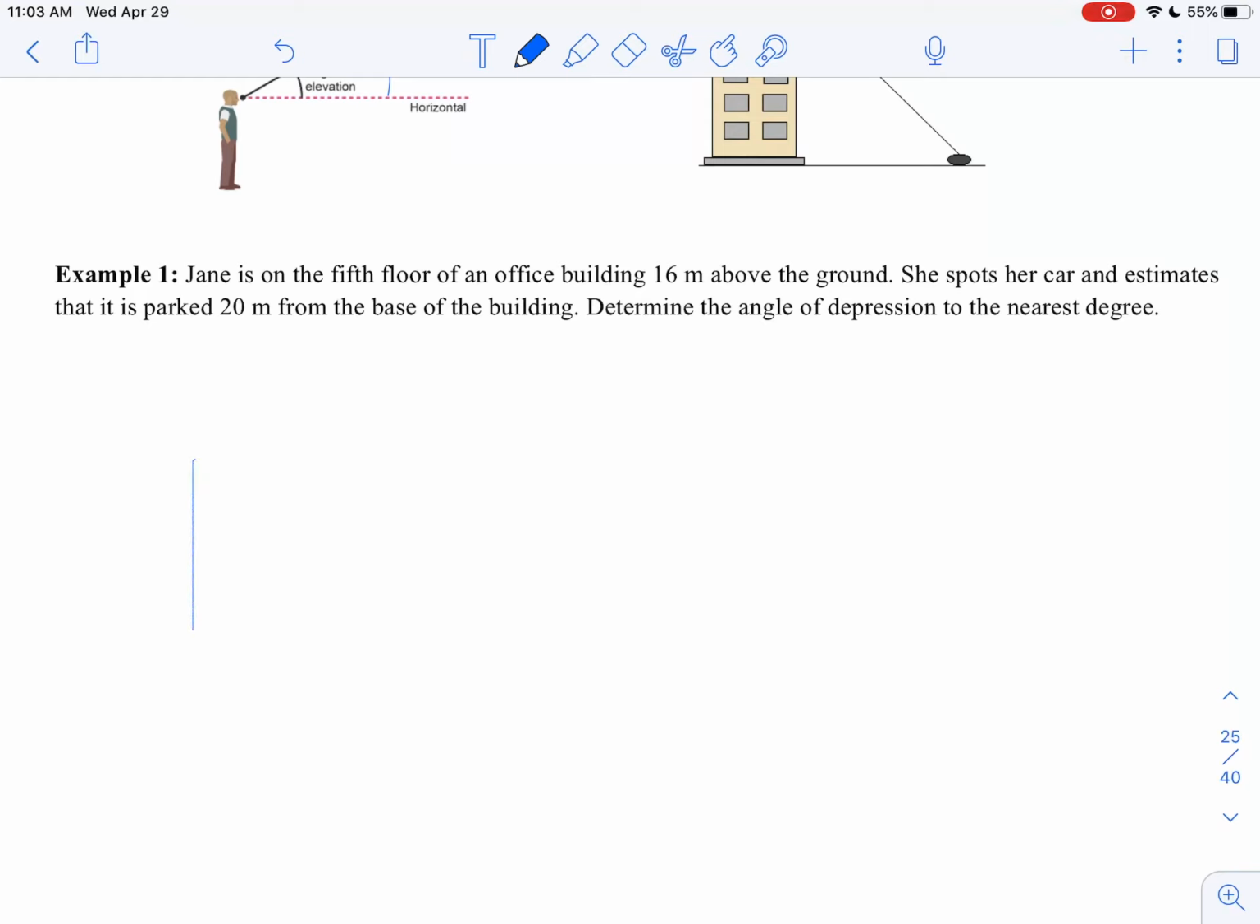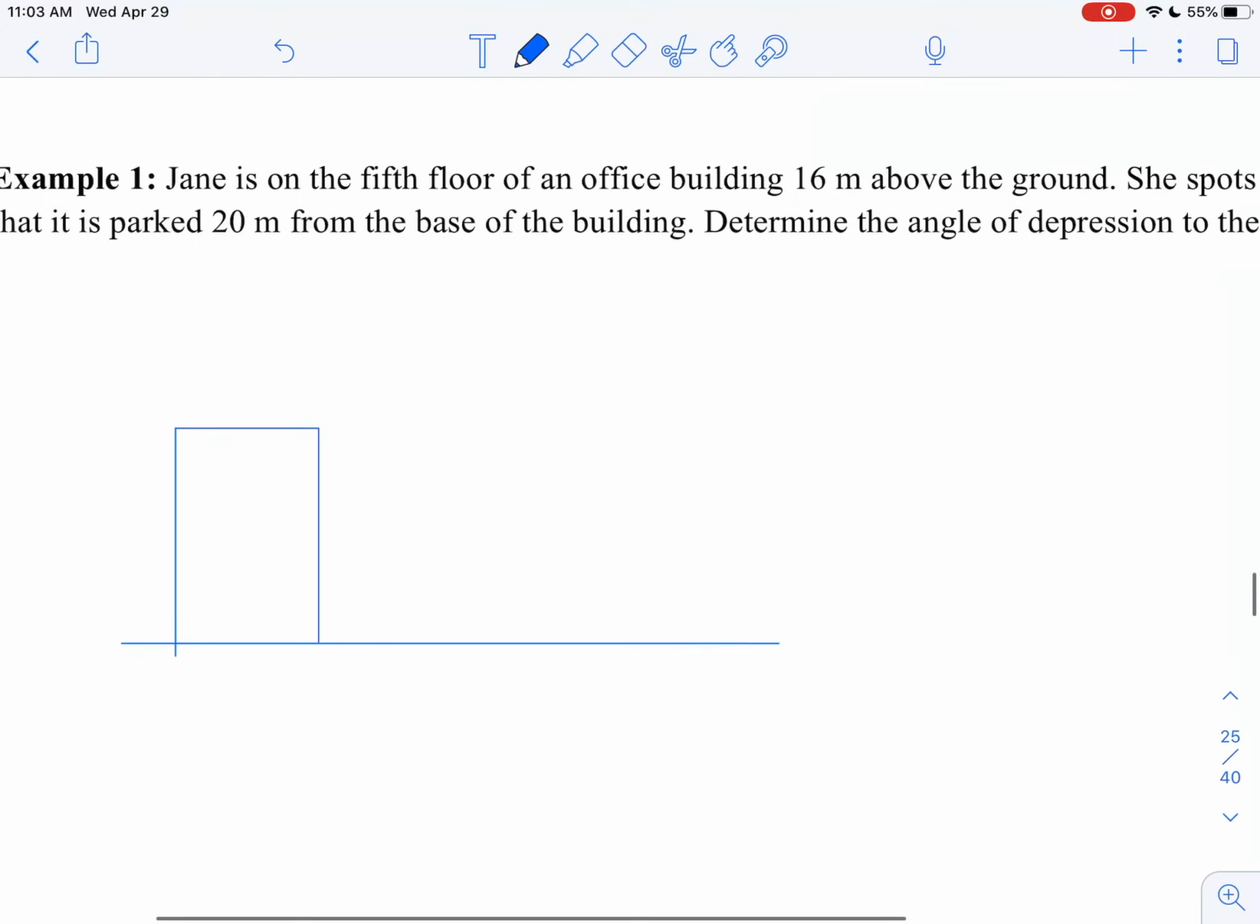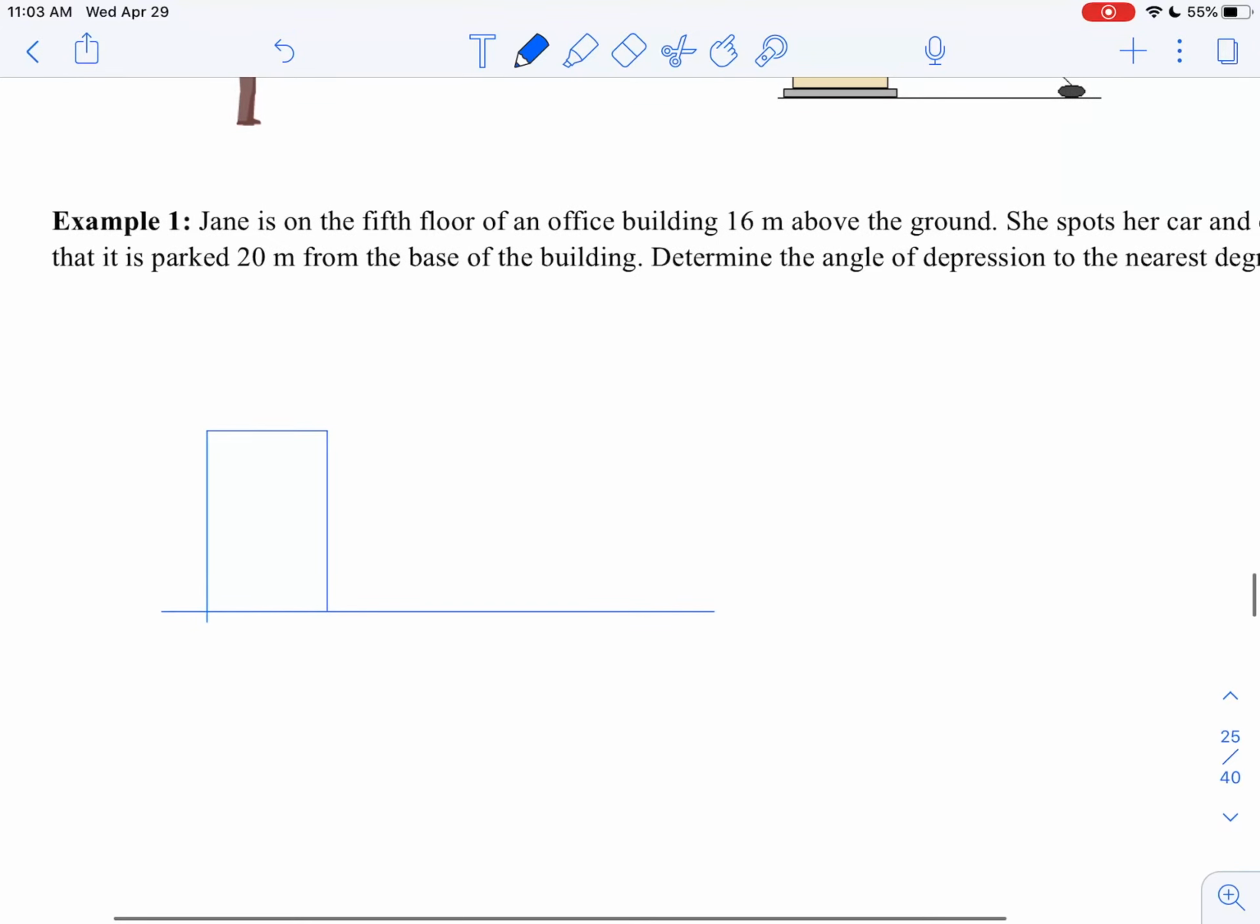Hardest part about all these problems you'll find, or maybe not if you're a better artist than I am, is simply drawing the pictures. Once you have the pictures drawn and you can see where the triangles are, what they're trying to get you to measure, it's not overly challenging, but getting an accurate diagram takes some time, takes some practice. So here you can see my wonderful office building. That is exactly 16 meters. For some reason, Jane is going to be standing on the very top of this building, and she is going to be looking down to spot her car.